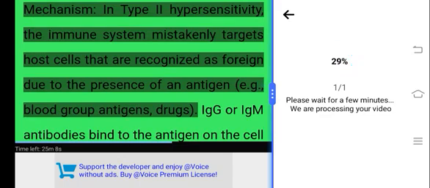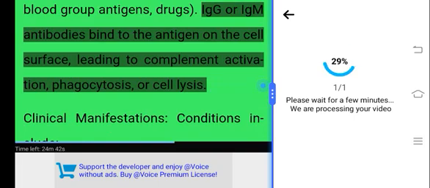Mechanism. In type 2 hypersensitivity, the immune system mistakenly targets host cells that are recognized as foreign due to the presence of an antigen, e.g., blood group antigens, drugs. IgE or IgM antibodies bind to the antigen on the cell surface, leading to complement activation, phagocytosis, or cell lysis.